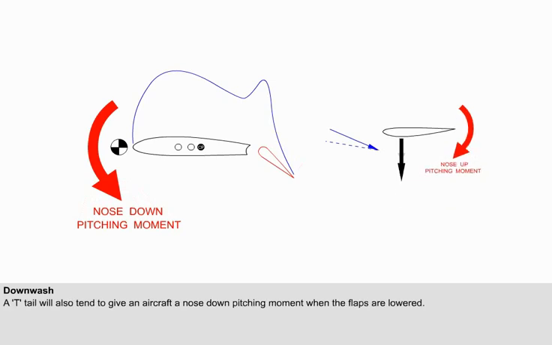If a T-tail is fitted to an aircraft, it will also influence the net aircraft pitching moment. A T-tail is attached in a higher position, so the change in downwash from flap deployment will have a smaller influence on the tail force, and a reduced nose-up pitching moment is generated.